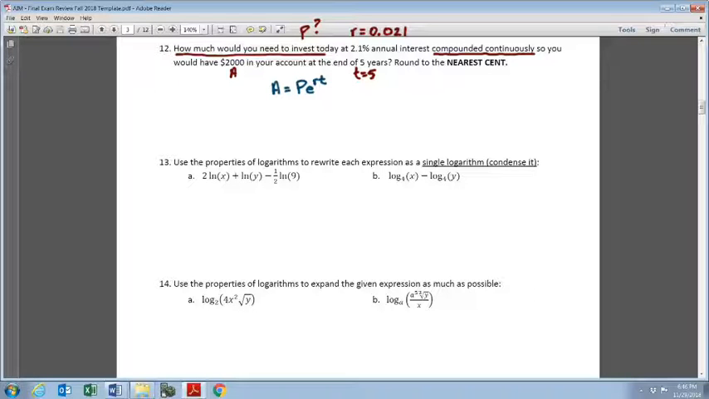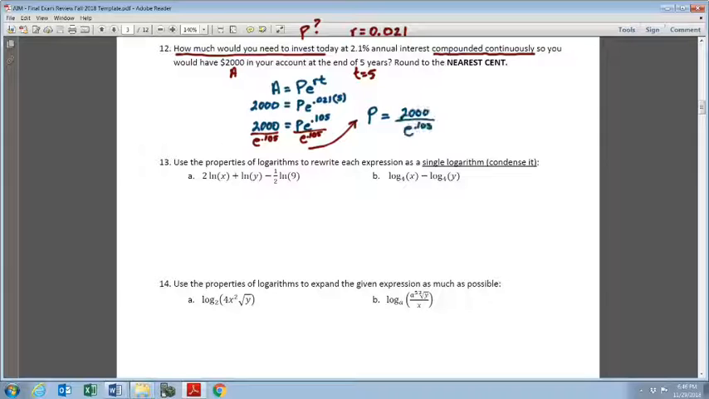All right. So let's plug in our numbers. A is 2,000, R is 0.021, and T is 5. And so we're trying to solve for P. So let me first multiply in the exponent there to simplify things a little bit. You should get 0.105. And now if we're trying to solve for P, you've got to get P by itself, and it's P times e to the 0.105. We need to divide by e to the 0.105. And so P is going to be 2,000 divided by e to the 0.105.